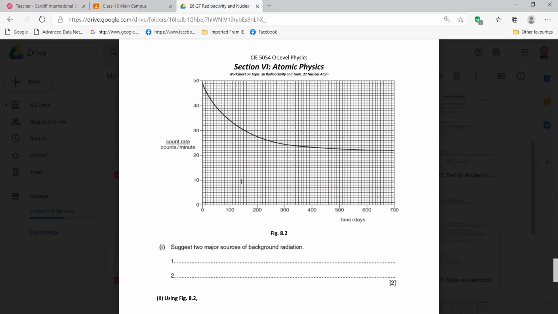Adnan, did you understand? Yep. Can you explain how, Adnan? No. Sir, this is per minute. Yeah, Adnan, can you explain how we got 22 counts as background?